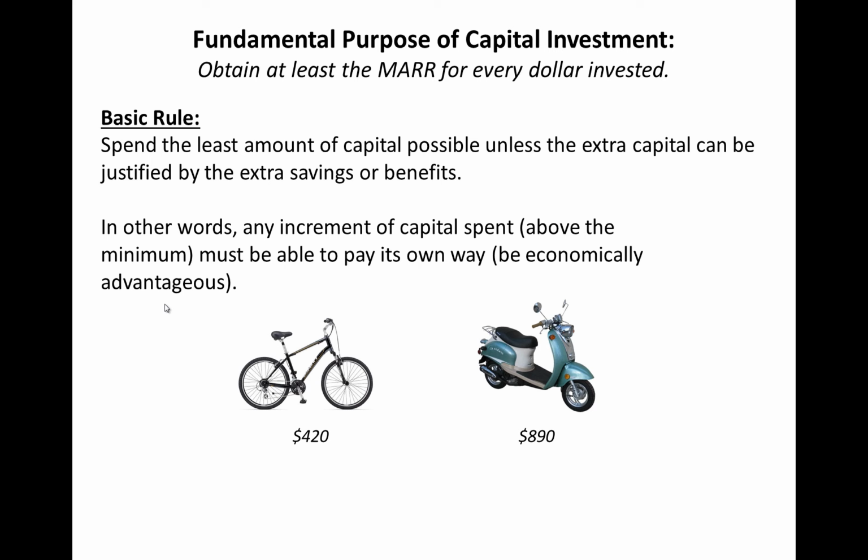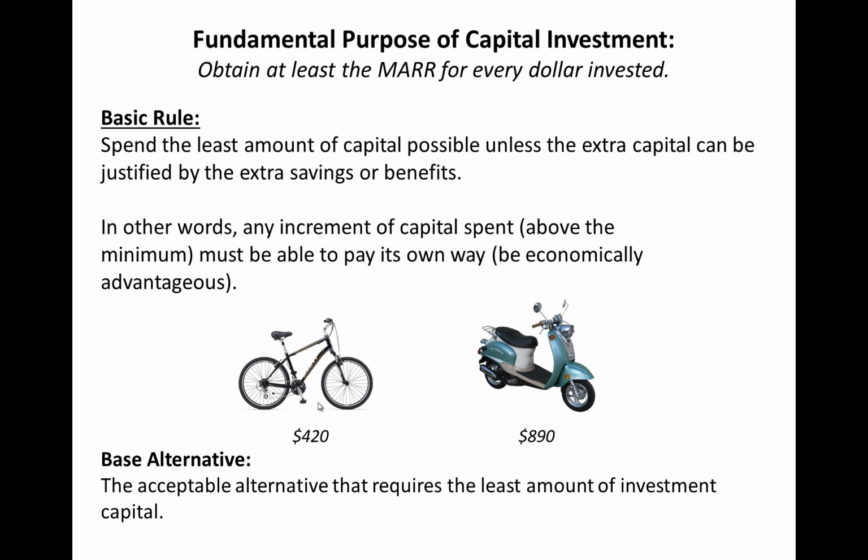So I looked up the prices of these two different transportation alternatives. This bicycle is a mid-range hybrid bicycle, a hybrid between a road bike and a mountain bike, $420. Its brand is Giant. And there's a retro scooter made in China, so it's very inexpensive, $890. So what would be the economic advantage of the scooter, where you're going to be paying an extra $470 compared to the bicycle? In engineering economy, we'd want to find out on a dollar-by-dollar basis how much that extra investment is going to lead to extra income for a company.